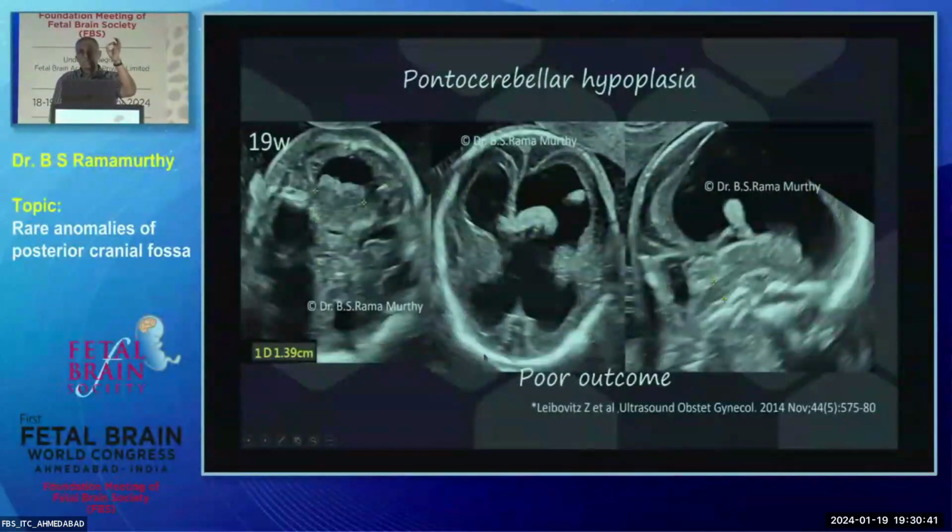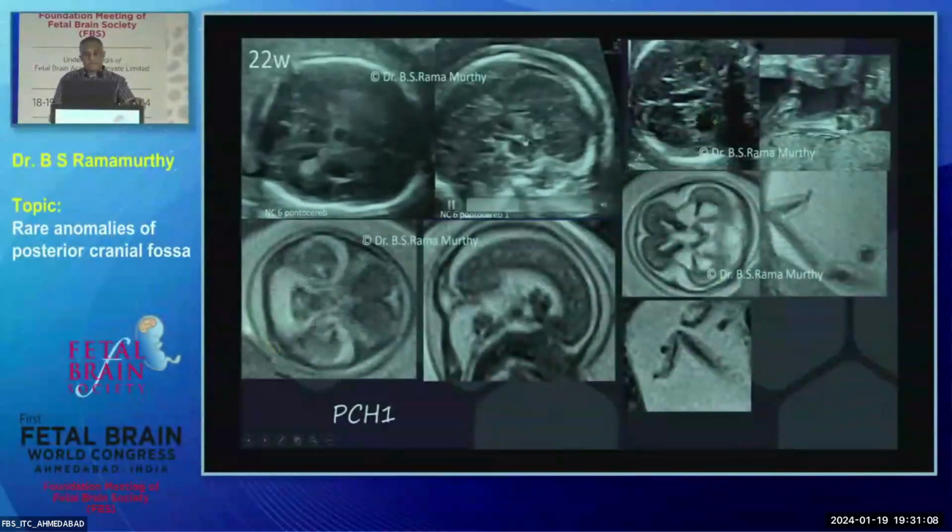Pontocerebellar hypoplasia, just to give you a visual idea: you have severe ventriculomegaly, a small size cerebellum. You go mid-sagittal, you find a brainstem which is hardly a brainstem. This is called ventral hypoplasia of the pons, where the pontine belly is not as protuberant as it should be. That's pontine hypoplasia. With cerebellar hypoplasia, poor outcome, pontocerebellar hypoplasia.